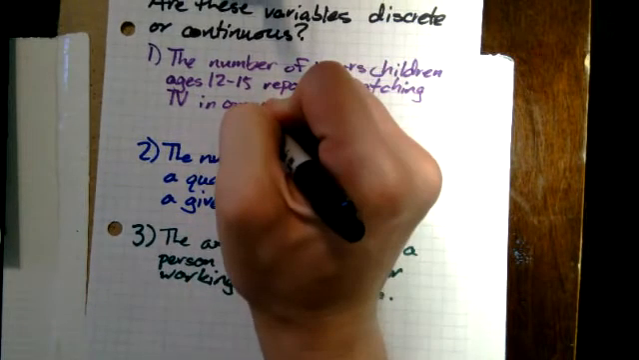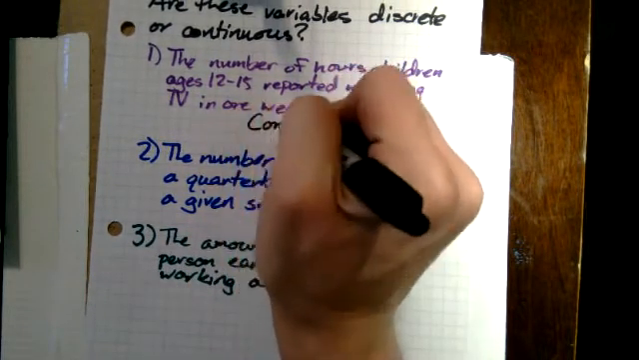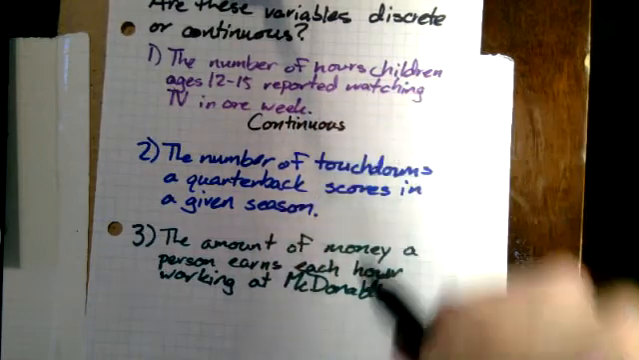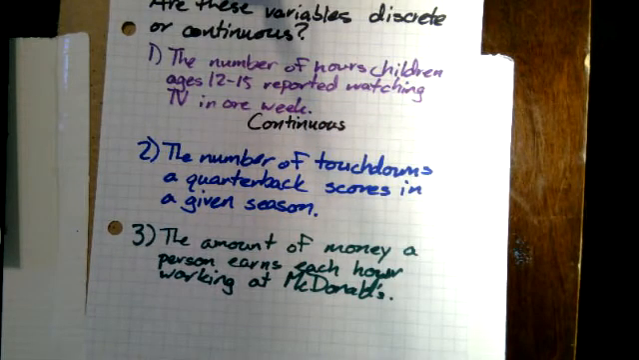This is continuous because the children could say they watched 4.5 hours of TV in a week. It's probably a vast underestimation, but they could say that.